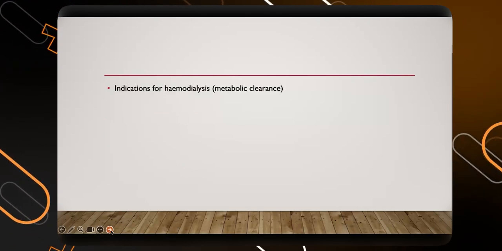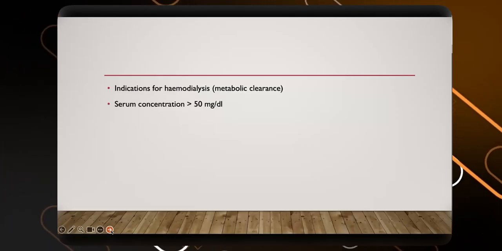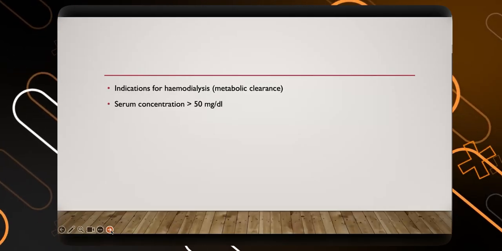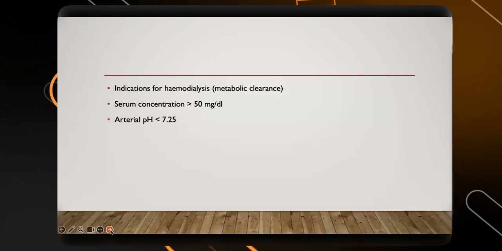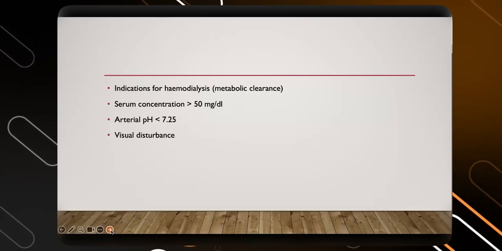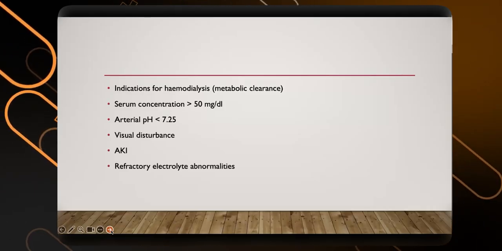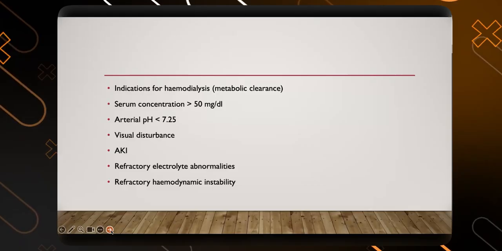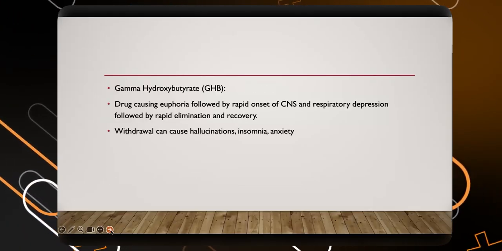Now, indications for hemodialysis, that is metabolic clearance, include serum concentration of more than 50, arterial pH less than 7.25, presence of visual disturbances, AKI, refractory electrolyte abnormalities, and refractory hemodynamic instability as well.